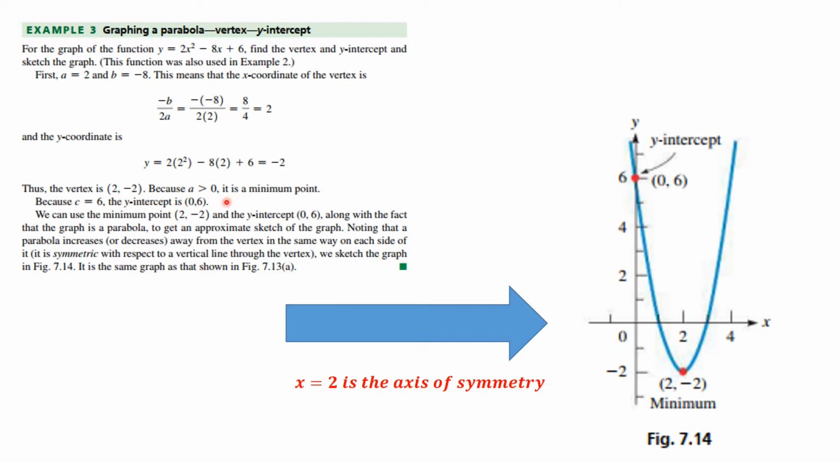And because a is greater than 0, it is a minimum. To find the y-intercept, we put 0 in here for x. When we put 0 in here for x, we get y is 6. So that point is (0, 6). The graph's going to look like this. There's the (0, 6). There's the vertex. This is the axis of symmetry going through the vertex, and that's the line called x is equal to 2.